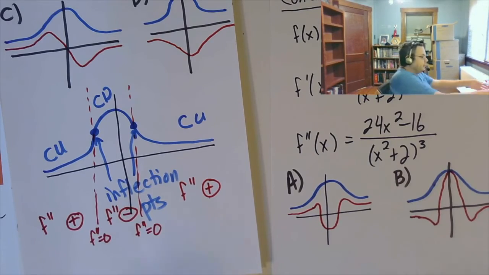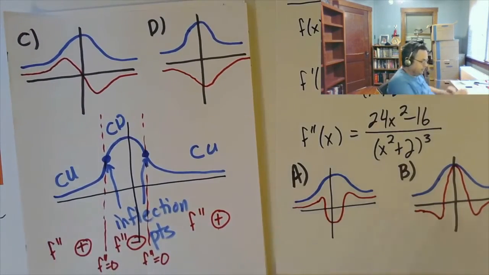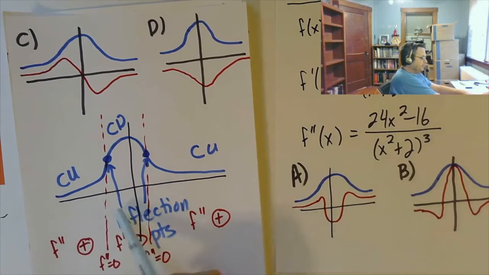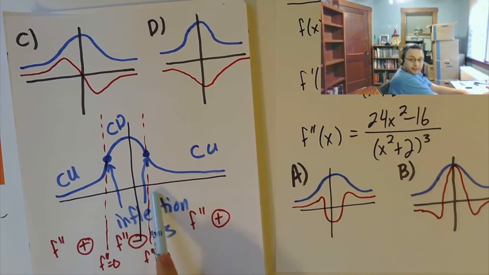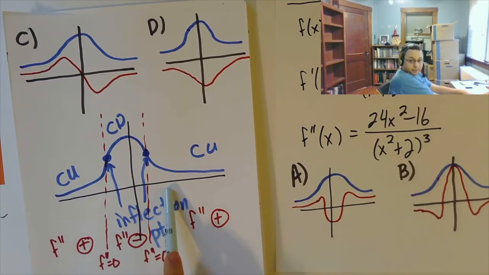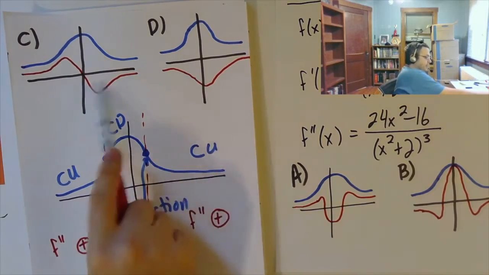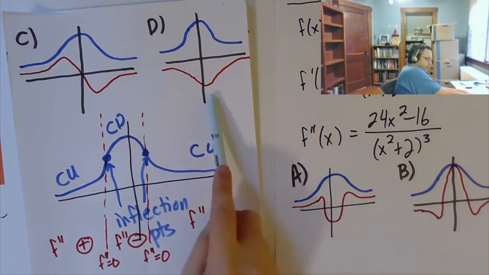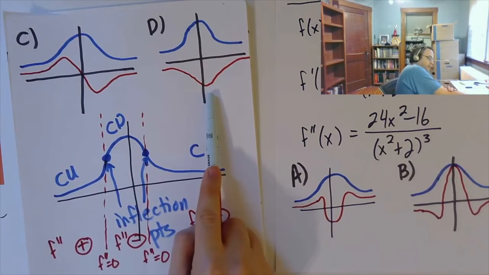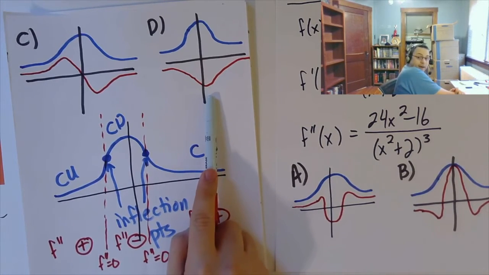Okay, so if I look at the 4 options, I need the second derivative, the graph in red, to cross the axis at these 2 spots, because it needs to be 0 at the inflection points. Neither of these does anything like that. In fact, this one, the red graph, is always negative, so if this were the second derivative, the function would be concave down everywhere.